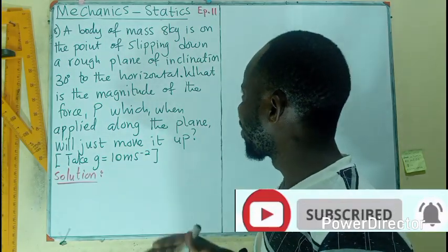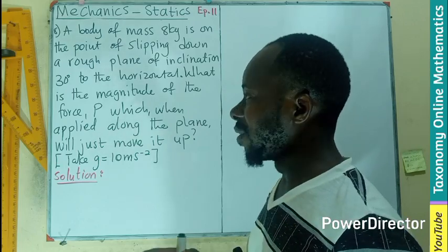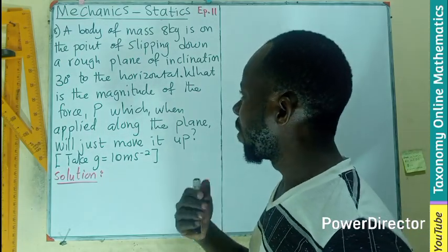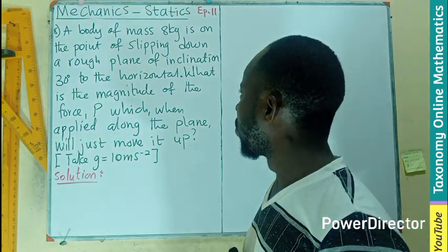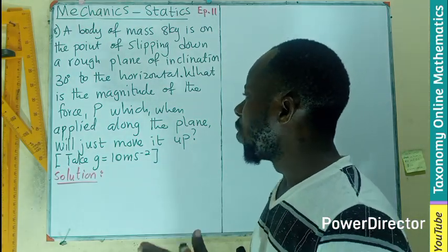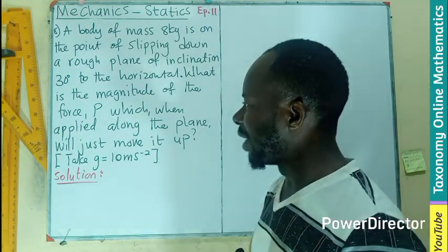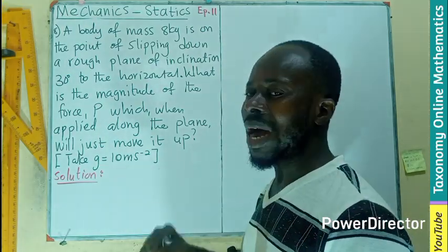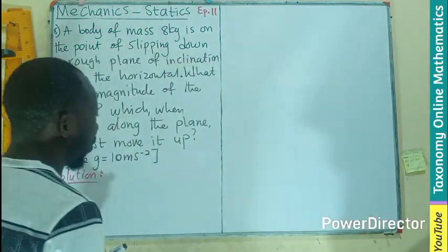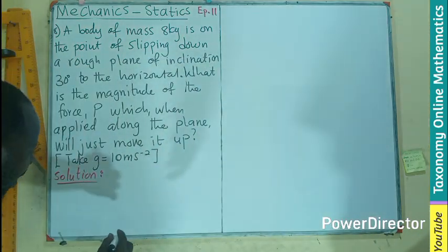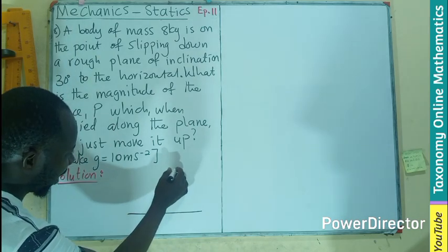So, a body of mass 8 kg is on the point of slipping down a rough plane of inclination 30 degrees to the horizontal. What is the magnitude of the force P, which when applied along the plane will just move it up? Let's see if we can make a sketch of that diagram. I'll try to manage this space and sketch the inclination.